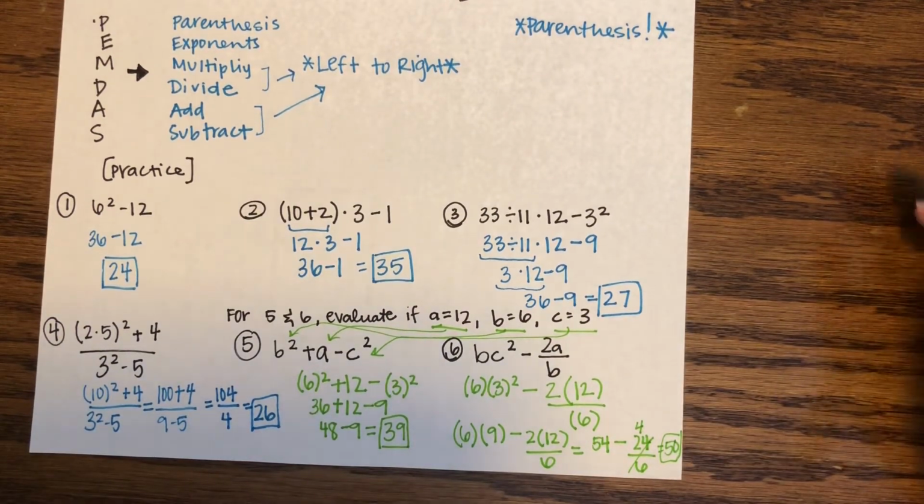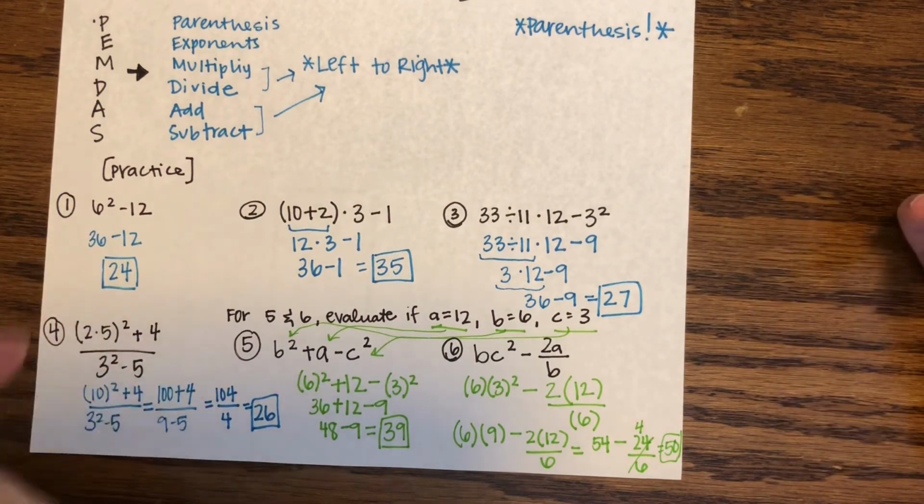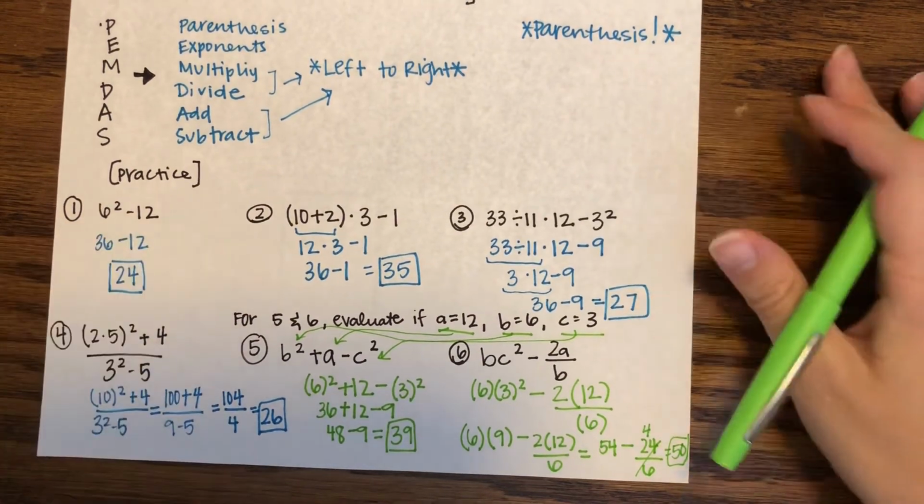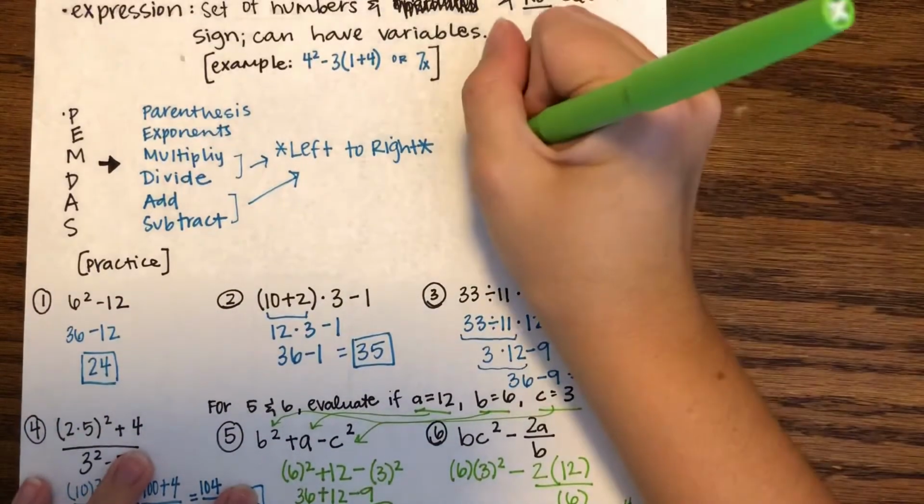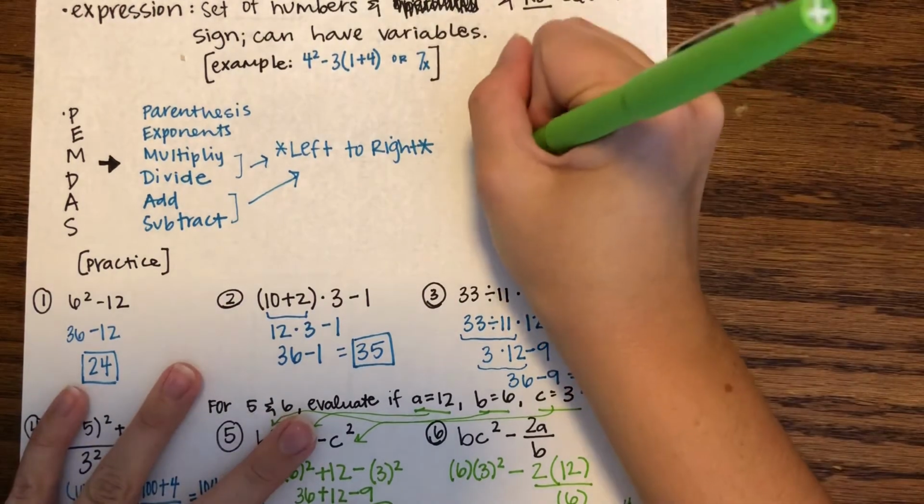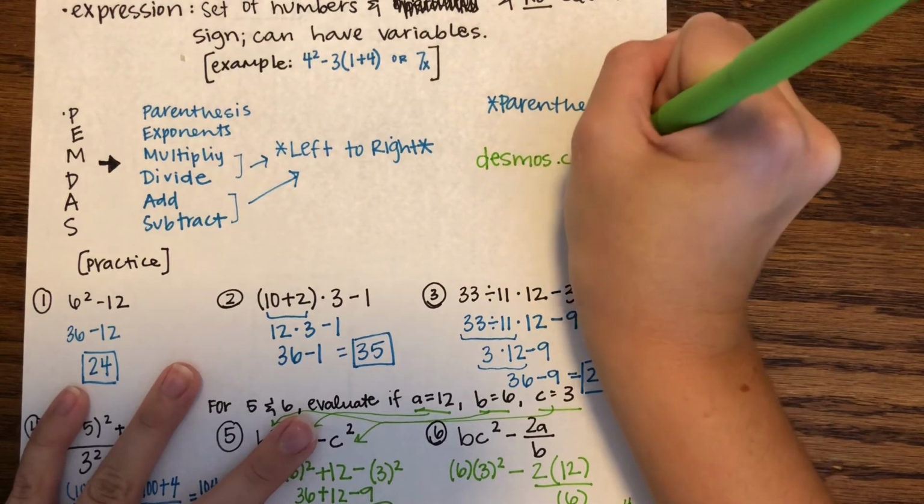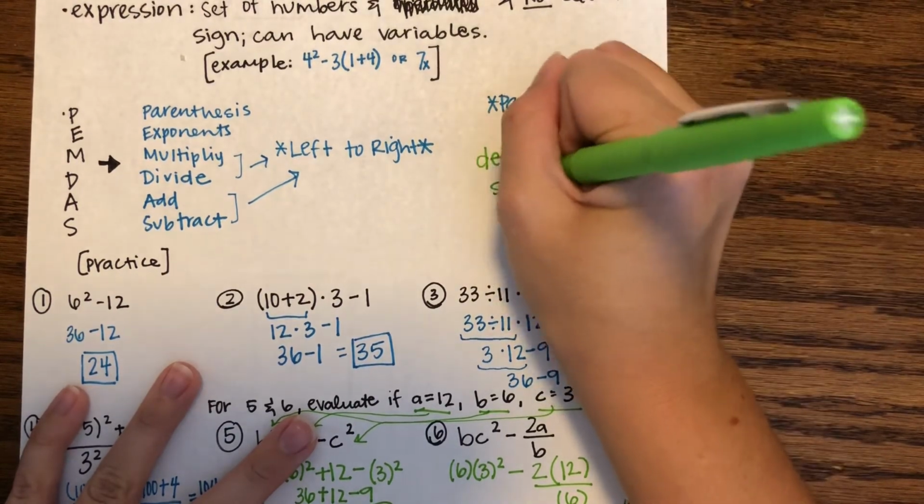Okay, so we can do all of these by hand. However, sometimes we might have really, really big numbers. So we can use a scientific calculator. I wouldn't use your phone. I would go to desmos.com/scientific.